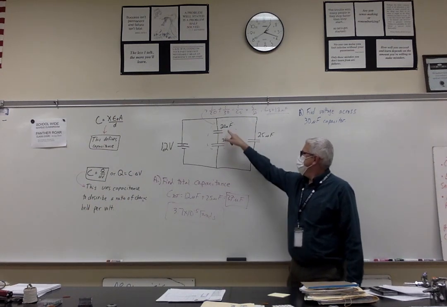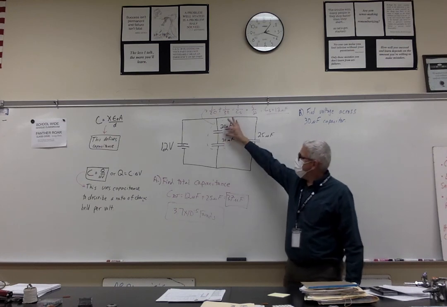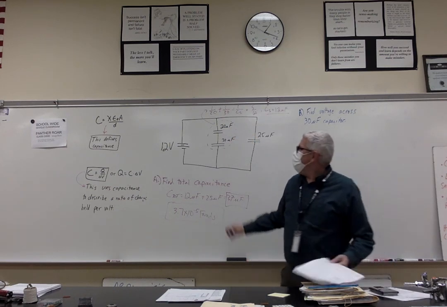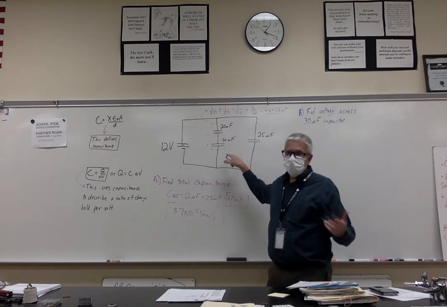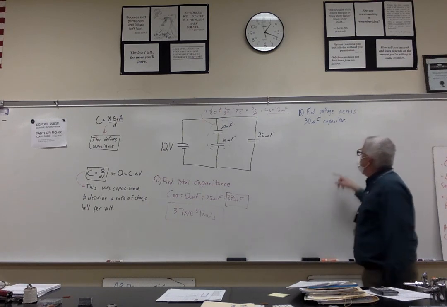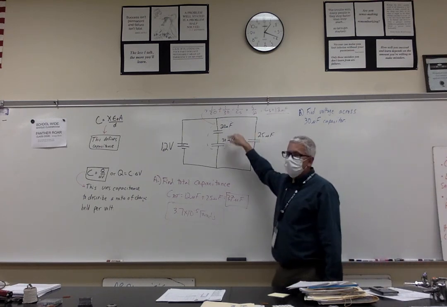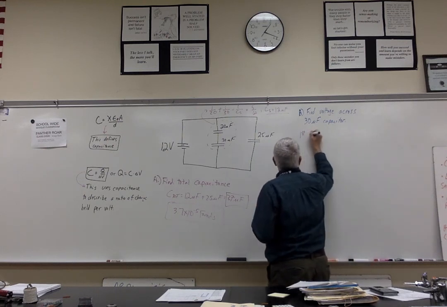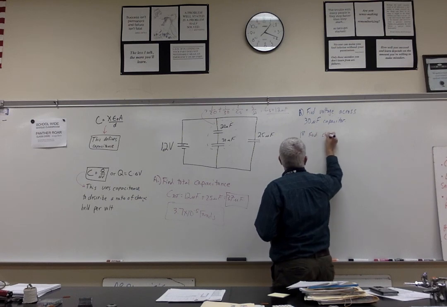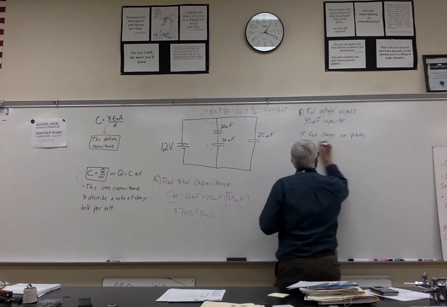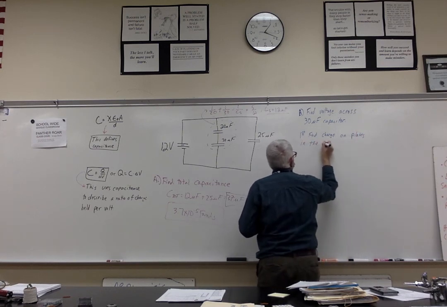In this branch, the charge has to be the same on the top plate of this, the bottom plate of this, the top plate of this, and the bottom plate of this. It has to be that way. And across this branch, we know we've got 12 total volts, correct? So what I'm going to do first is find the charge on any one of these capacitor plates. So first, find charge on plates in the middle branch.